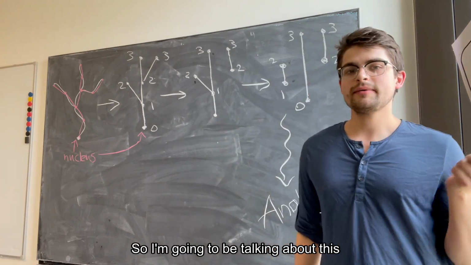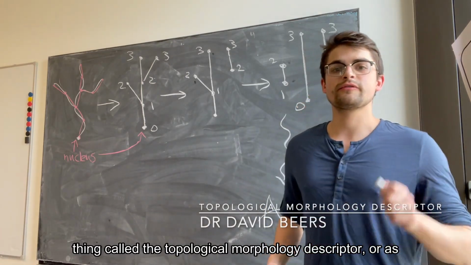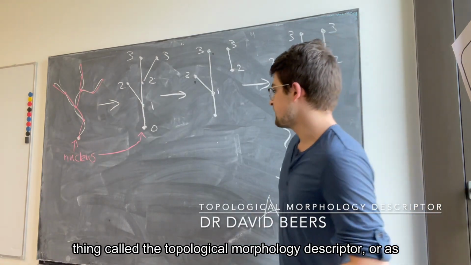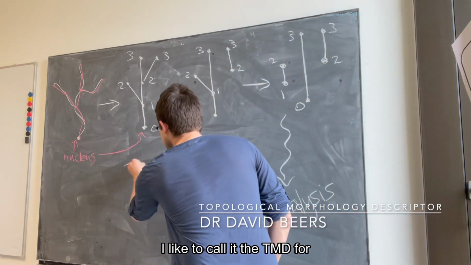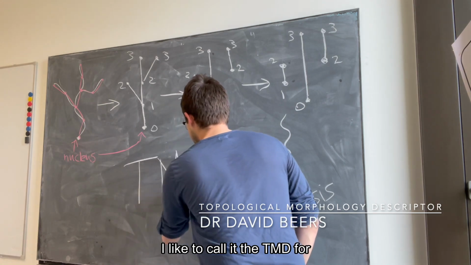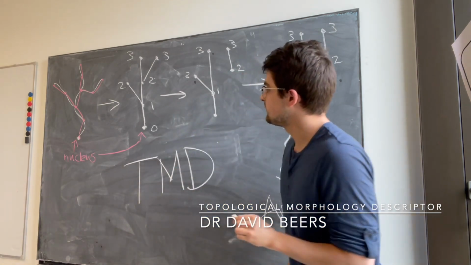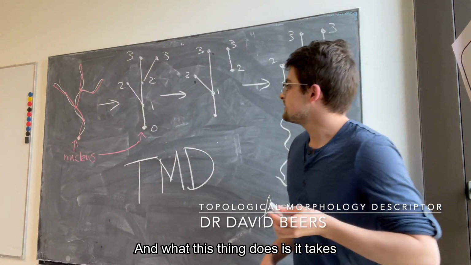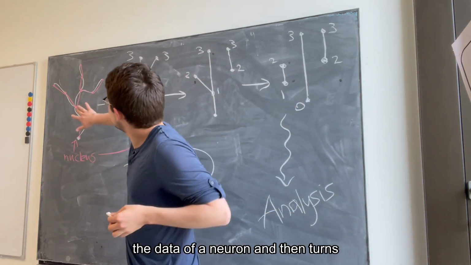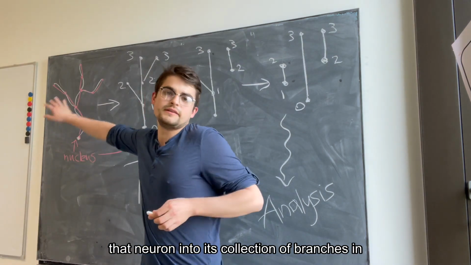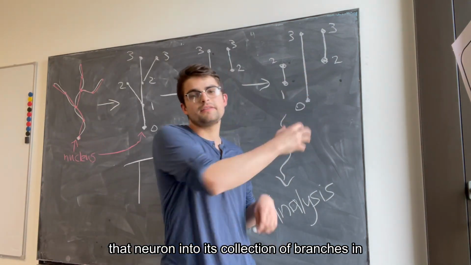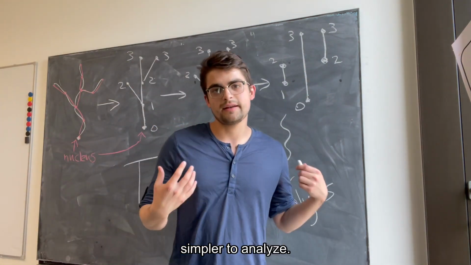So I'm going to be talking about this thing called the Topological Morphology Descriptor, or as I like to call it, the TMD for short. And what this thing does is it takes the data of a neuron and then turns that neuron into its collection of branches in the hope that that'll be a little simpler to analyze.